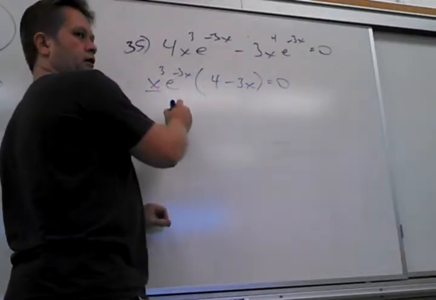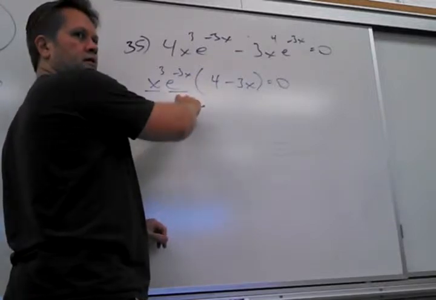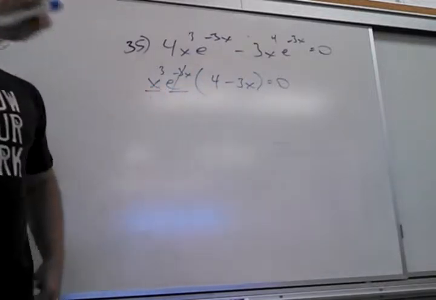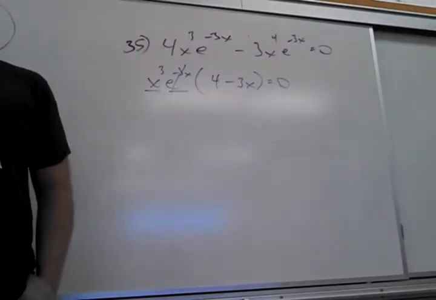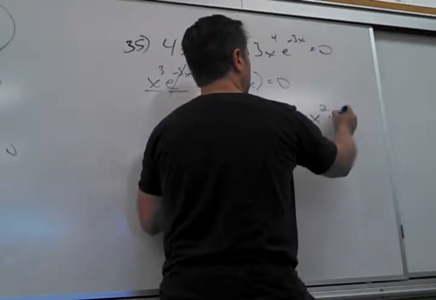So either this is 0, or this is 0, but this is never 0, so I don't even worry about it. I can divide by it, because I can divide by anything that's not 0, and that's never 0. So hey, that's another reason why I see way too much of this.